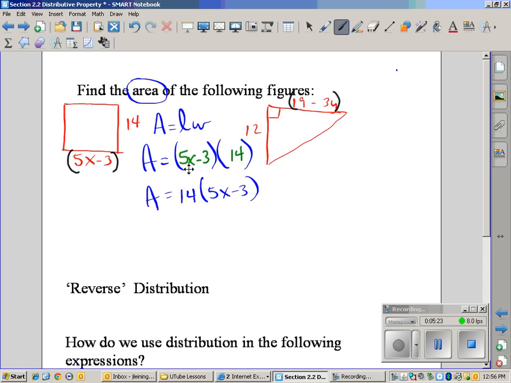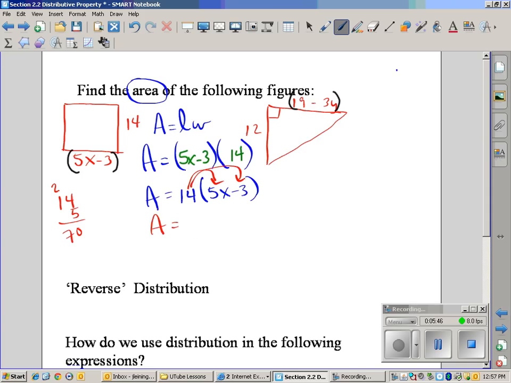And we're going to distribute. We are going to distribute the 14 times each piece that's on the inside. If you need to figure out what 14 times 5 is, you can go over to the side of your paper and do the work like that. 4 times 5 is 20, carry 2, 5 times 1 is 5 plus 2 is 7, so 70.